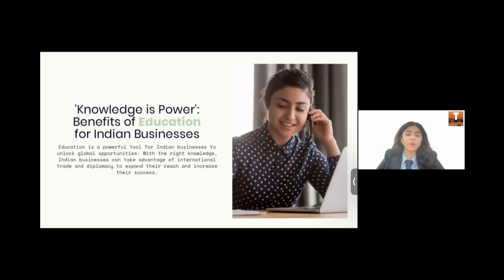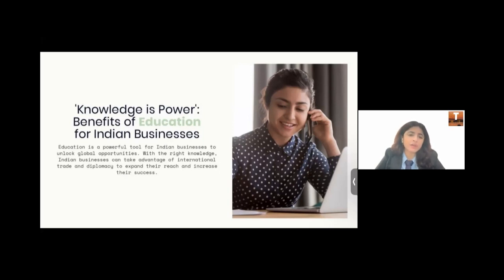the Indian businesses. Now comes the ethical and responsible business mindset and practices. So education also promotes ethical and responsible business practices. It emphasizes the importance of integrity, social responsibility, and sustainable development. Because businesses that prioritize ethical practices and sustainability tend to build stronger relationships with stakeholders. And with this, they can enhance their brand reputation and attract conscious consumers.